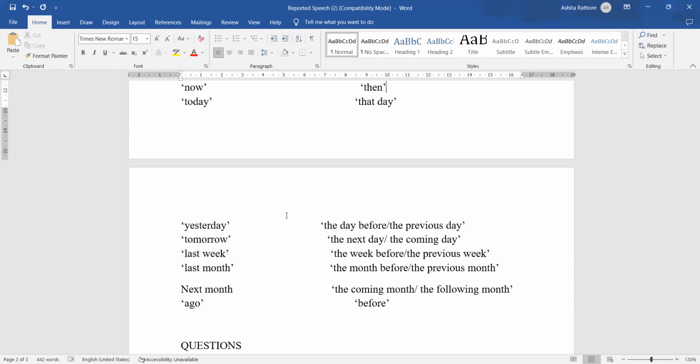Said can be converted to told depending on the context. Now again, told is something that we probably use to convey a statement. Yes, she told me that she would come tomorrow, something like that. Because you're giving out a statement, you're giving out information. But what if you are reporting a question?